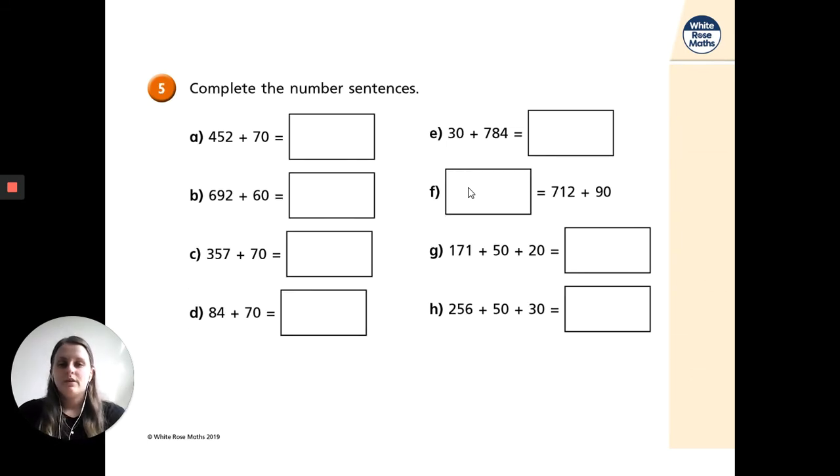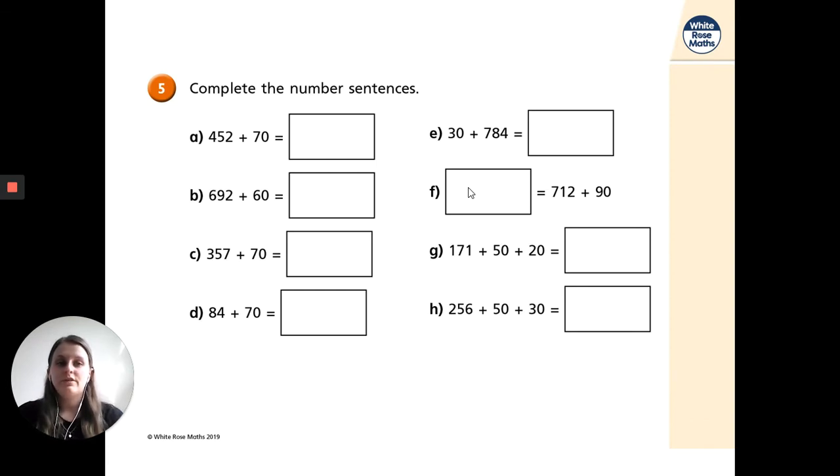Number 5. So here we go. We've got lots of calculations for you to practice here. Now, it's up to you. If you can work this out just by doing it in your head, that's fine. If you need to draw column method, then remember you put your biggest number on the top. So I'd do 452 and add 70. I put 70 underneath. Make sure that your 7 is underneath the 5 because they're both in the tens column, and 0 is below the 2 because again they're both in the ones column. So make sure that the columns are lined up.